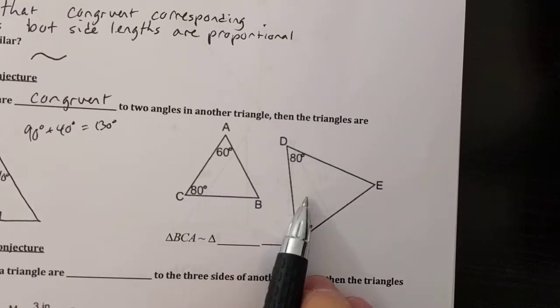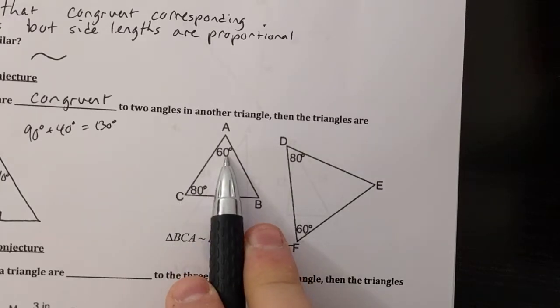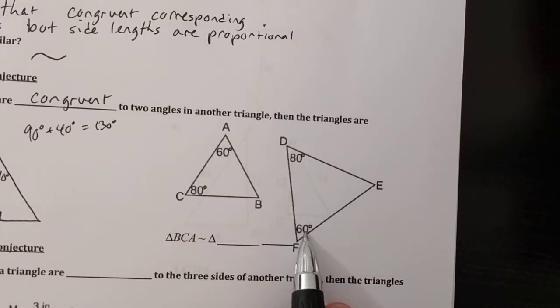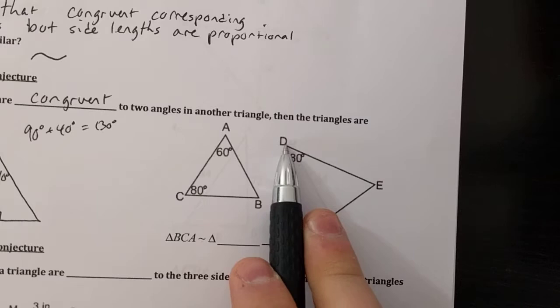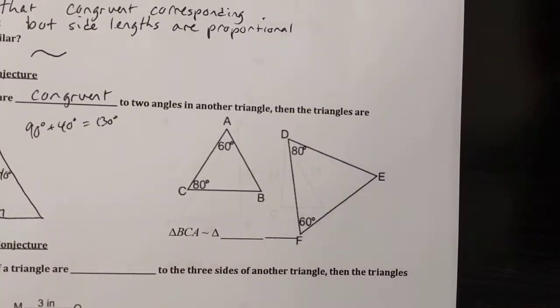If you have two triangles like this, we have angle 80 for C, and 60 degrees for A, and then 60 degrees for F, and then 80 degrees for D. You have corresponding angles, 80, 80, 60, 60. They are congruent. These two triangles are similar. We have to make a similarity statement. It's already started for us. Triangle BCA is similar to triangle blank.